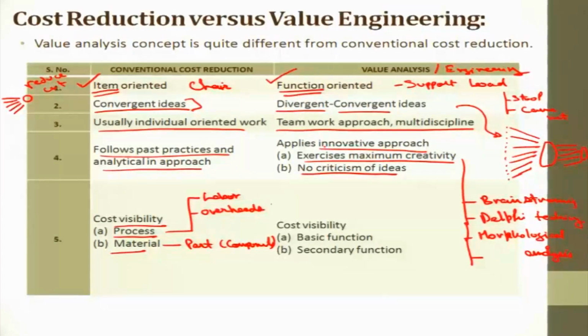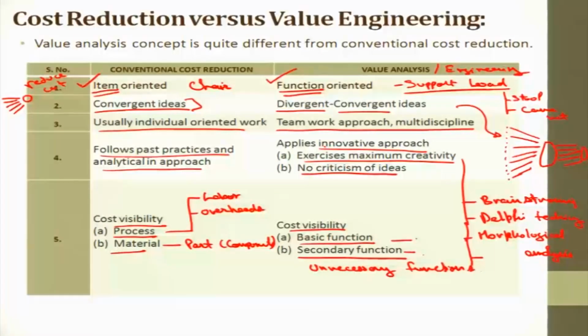But in value engineering, the cost visibility is what is the basic function, what is the secondary function, what is the cost of supporting load in a chair, that is the basic function. Then secondary functions are to provide comfort. So what is the cost of providing these secondary functions? We divide the cost into these functions. So this is value engineering. Also we have unnecessary functions here. These also have cost associated with them, so these are tried to be eliminated.